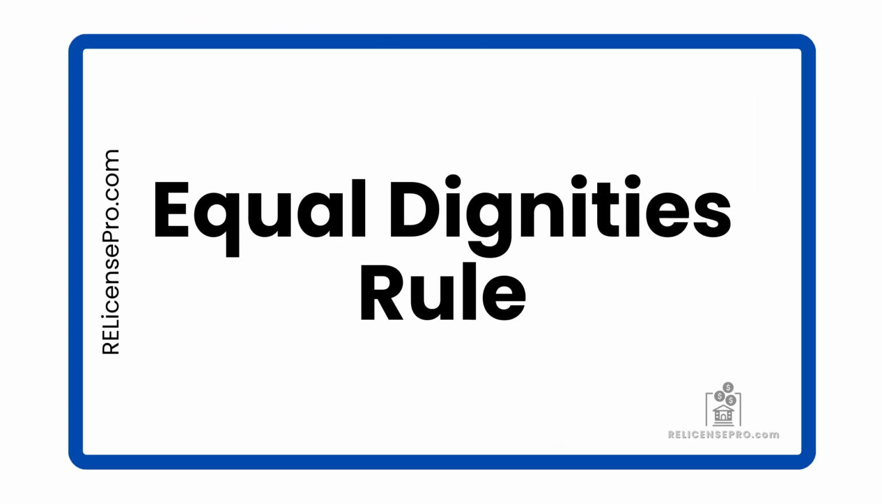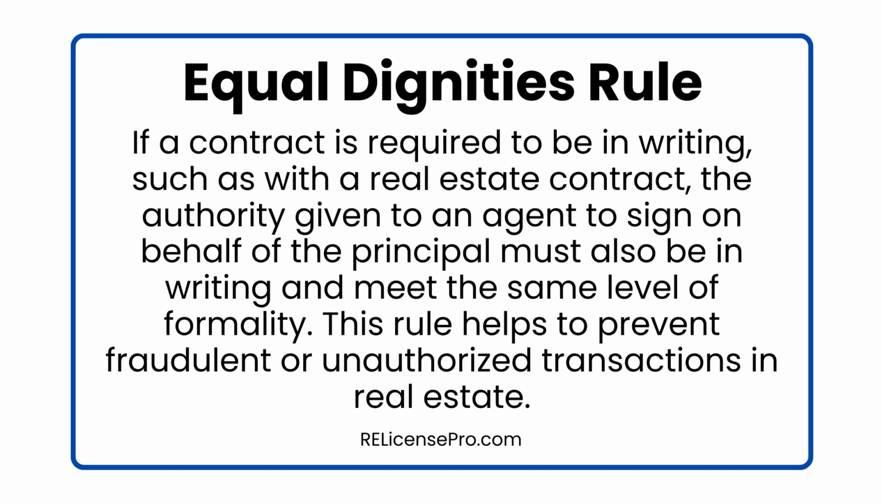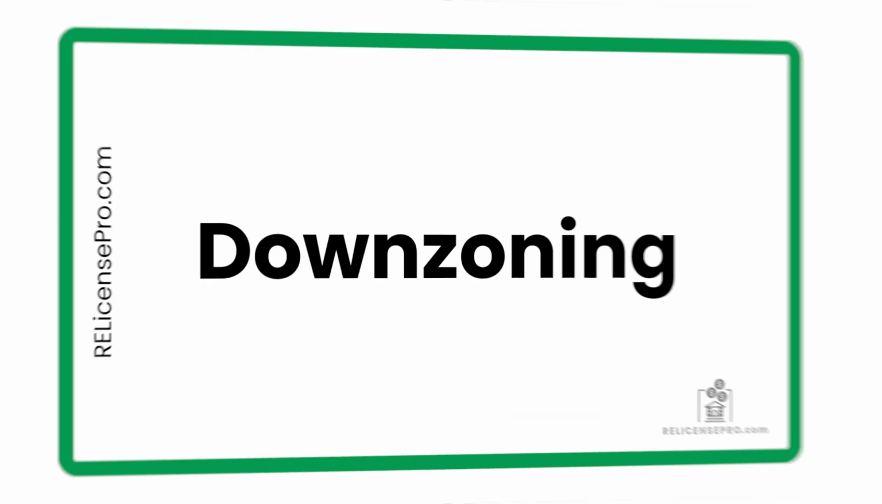Equal dignities rule. If a contract is required to be in writing, such as with a real estate contract, the authority given to an agent to sign on behalf of the principal must also be in writing and meet the same level of formality. This rule helps to prevent fraudulent or unauthorized transactions in real estate.